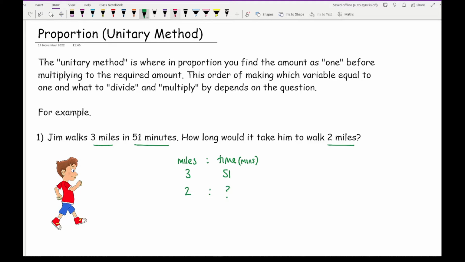So here what you want to try and do is to think to yourself, well, how can I get from 3 to 2? Well, I divide by 3 and I multiply by 2, because I divide by 3 so I get 1, and then I multiply by 2 to get to 2. So then if I do the same for 51, I'm going to divide 51 by 3 and then multiply by 2, and I should get my time amount. So here it's going to be 51 divided by 3, which is 17, and then 17 times 2 gives me 34. So the answer then is 34 minutes.